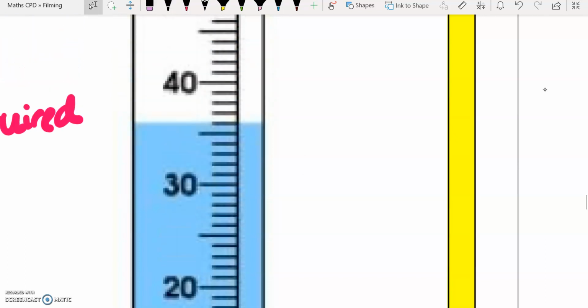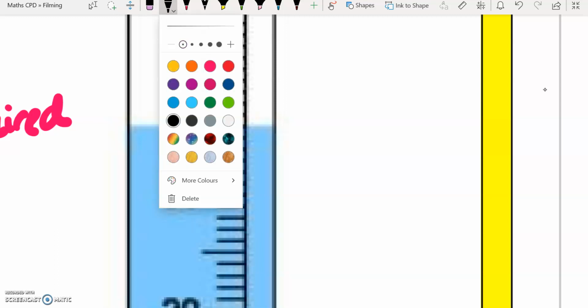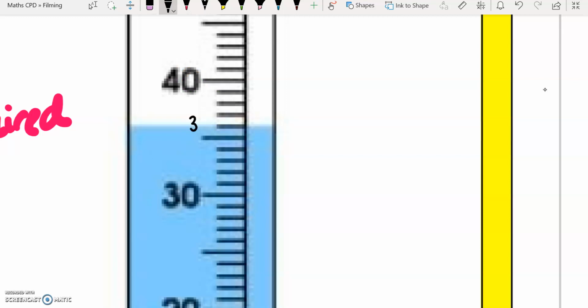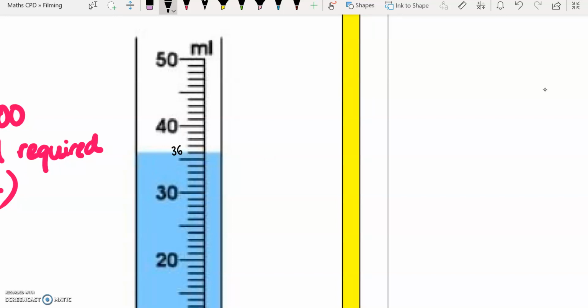So what are we on at the moment? So there's 31, 32, 33, 34, 35. So we're currently on 36. So here is 36. I'll just make that a bit thinner. There we go. We're currently on 36. And we want to figure out how much do we need to get up to 50. So we can do 50, subtract 36, which is 14 millilitres, which are required.